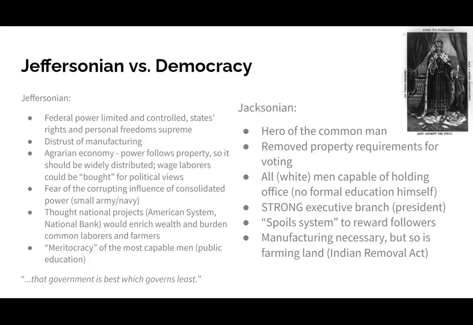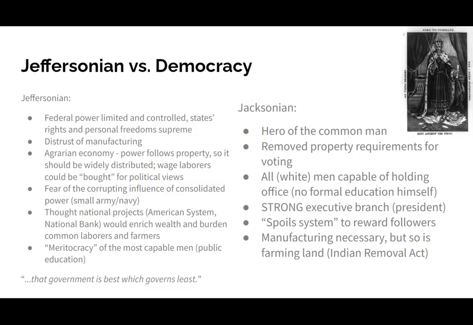But there definitely are some legitimate and serious shifts as we move from Jeffersonian democracy in the 1800s, 1810s, and the War of 1812, into Jacksonian democracy by Jackson's era in the 1820s and 30s. So let's talk a little bit about this. Now, you may recall a lot about Jeffersonian democracy. Jefferson believed very strongly in limiting federal power. Federal power needed to be controlled in order to ensure that states' rights and personal freedoms reigned supreme. That was absolutely the most important thing to Jefferson.